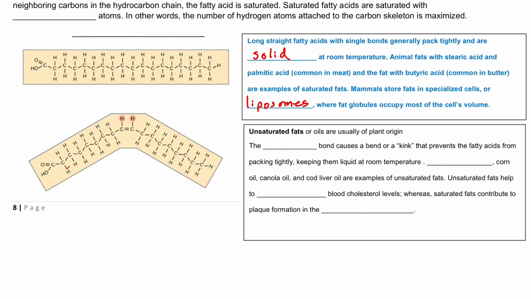Unsaturated fats or oils are usually of plant origin. The double bond causes a bend or a kink that prevents the fatty acid from packing together tightly, keeping them liquid at room temperature. Olive oil, corn oil, canola oil, and cod liver oil are examples of unsaturated fats. Unsaturated fats help to reduce blood cholesterol levels, whereas saturated fats contribute to plaque formation in the arteries.